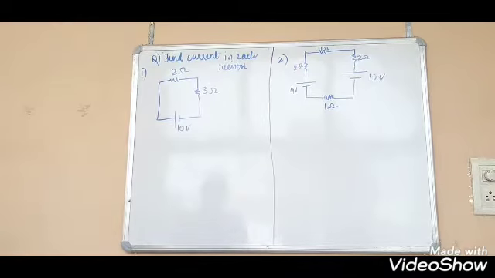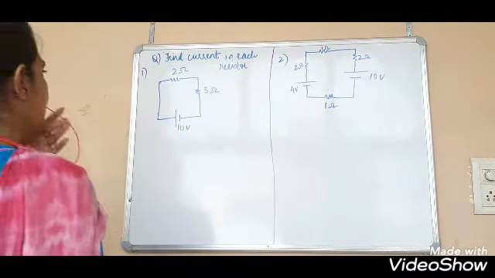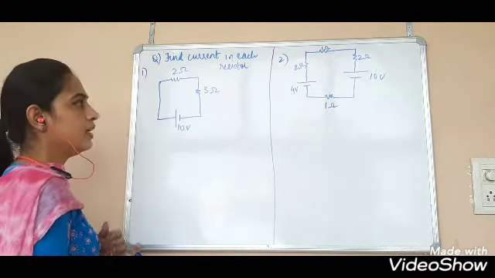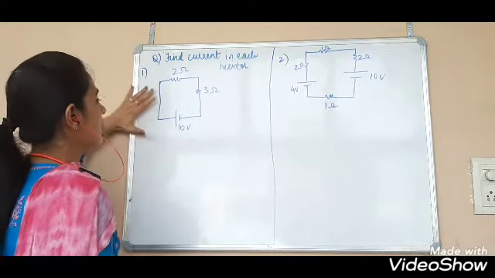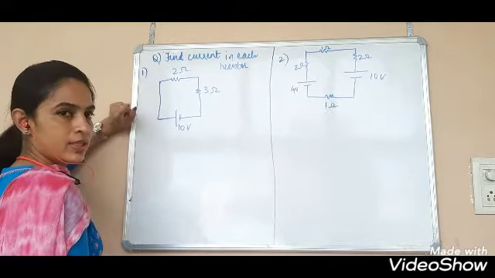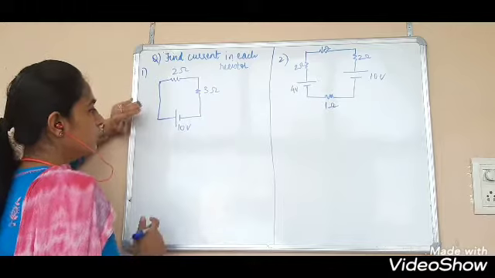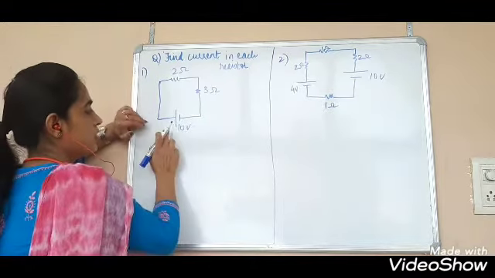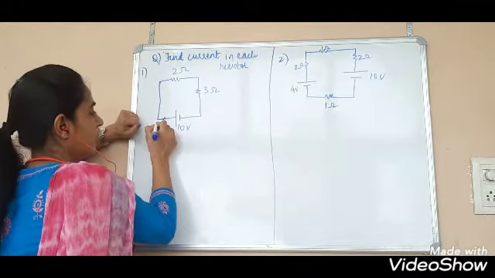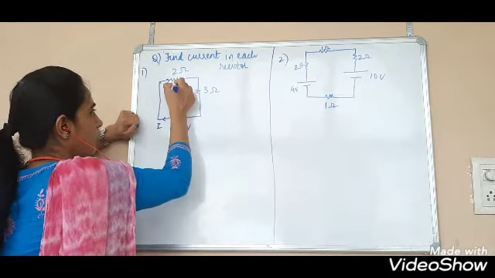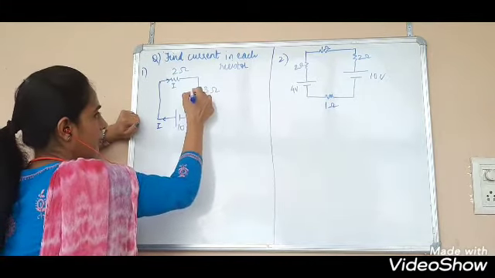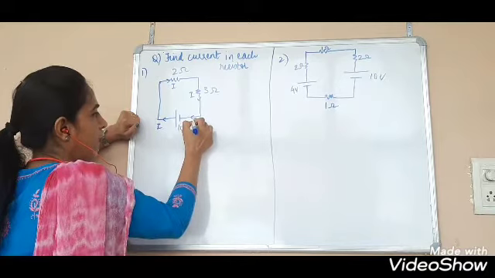So let's solve simple questions. The question is: find the current in each resistor. Let's take this one. The first step is to draw current from the cell. Since there is only one cell, we will draw current I from this cell. So I will pass from here, I will pass from here, and I will go back.